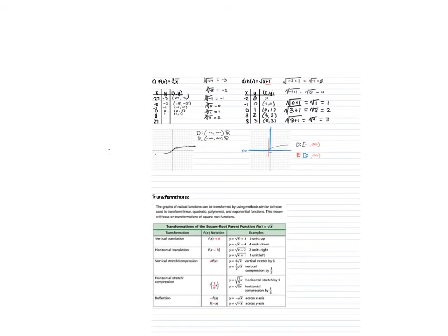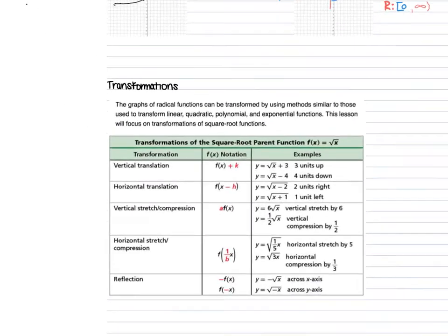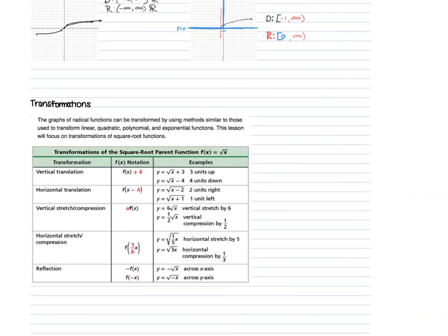Okay. Now, here's an easy way. So here's why we learn these parent functions. That's why we call them that. We know the basic ones look like the basic square root function. The basic square root function looks something like this. It started here at 0, 0 and it looks something like that. That's the square root function. We call that the parent square root function.